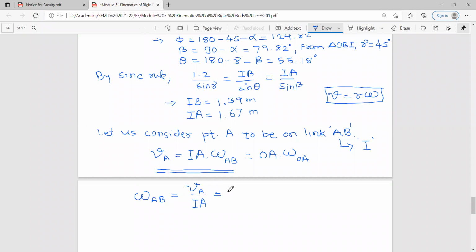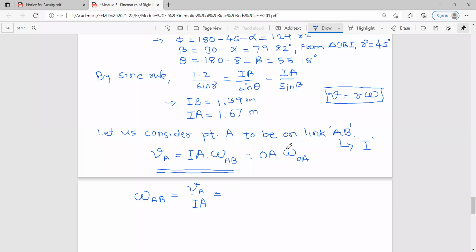I have a doubt here. Yes. So yesterday we had done that proof where we had said that omega remains constant for a rigid body. Mm. So how come VA is equal to this? VA will keep on changing, but omega will be constant, no?